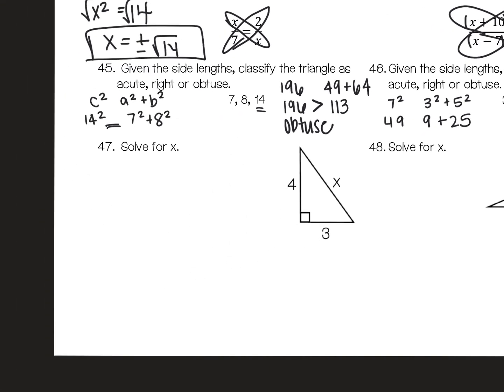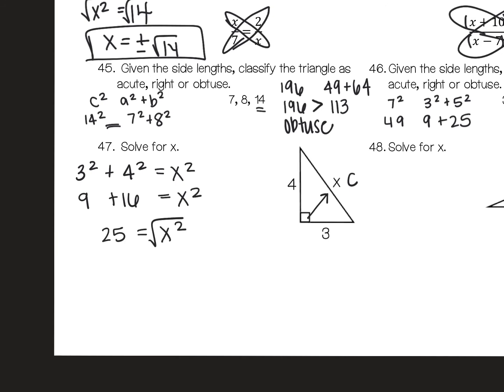For 47, we're going to do Pythagorean theorem, which is a squared plus b squared equals c squared. And c is always the largest side, which is across from the right angle. So 3 squared plus 4 squared equals x squared. This would be 9, 16. Add those together, you get 25. Take the square root, x equals 5.